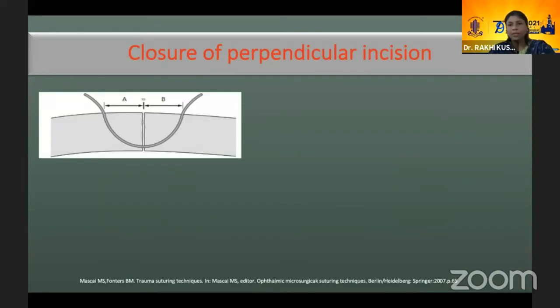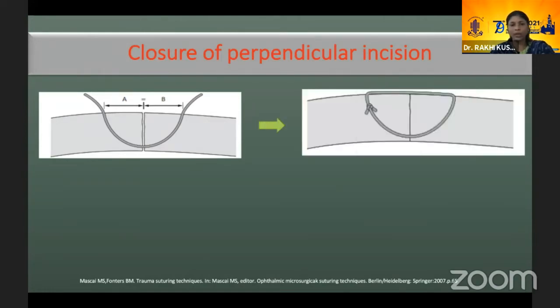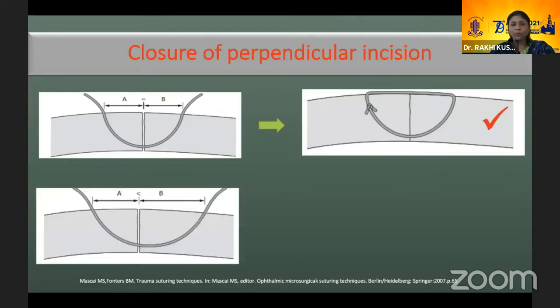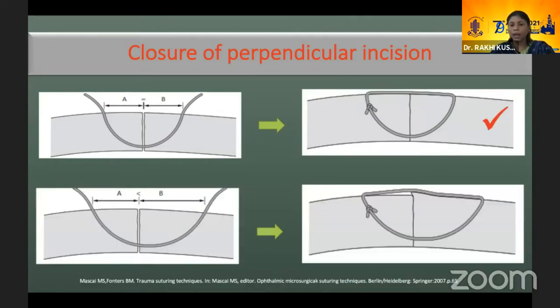There are various types of incision we get during surgery. One is the perpendicular incision, in which we follow the same principle as I told in the previous slide. A and B should be equal, at approximately 90% of the depth, to get a properly opposed wound. If we don't follow this principle, we can get a misalignment of the wound.